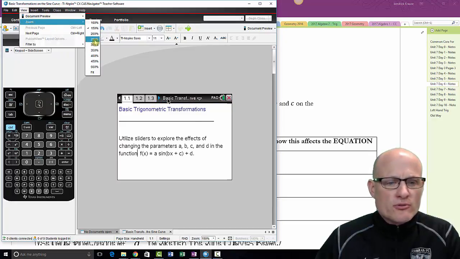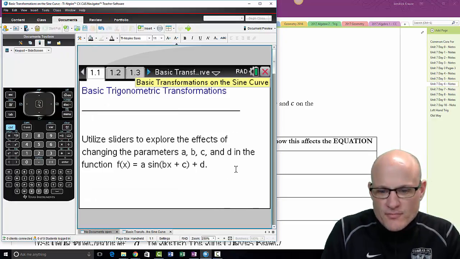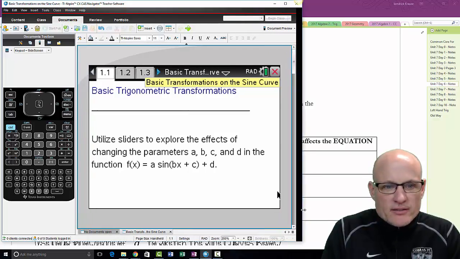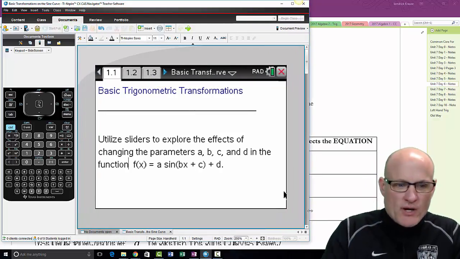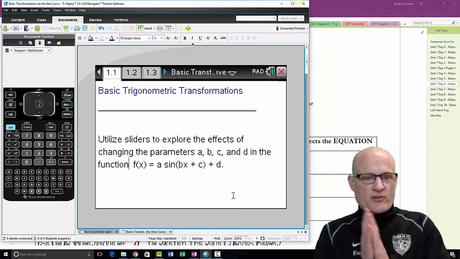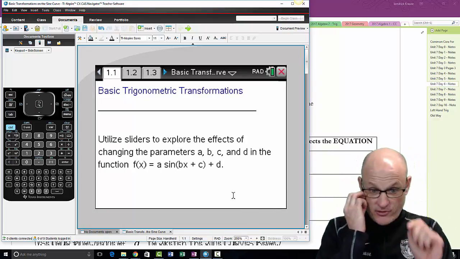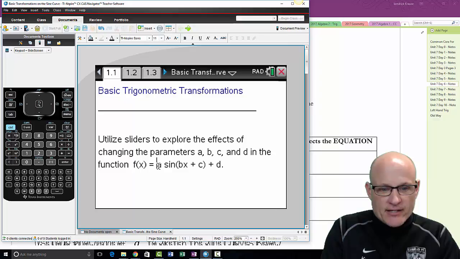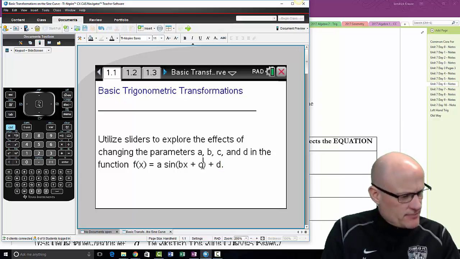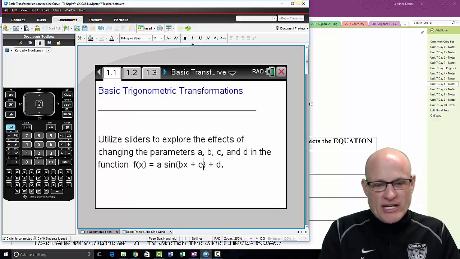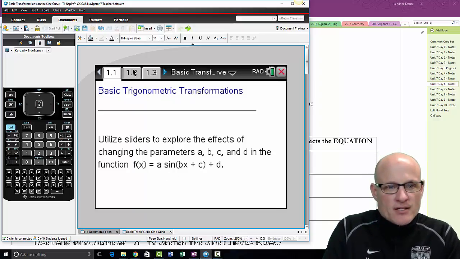View, zoom, go 250. I'll keep that off to the side. So we're going to graph and utilize sliders to explore this function. Notice where my A is. I've got an A here, B, C, and D. I don't think we're going to get into C and D today. I hope not. Maybe we will. Yeah, we will a little bit. But let's see what effects changing A, B, C, and D have on it.